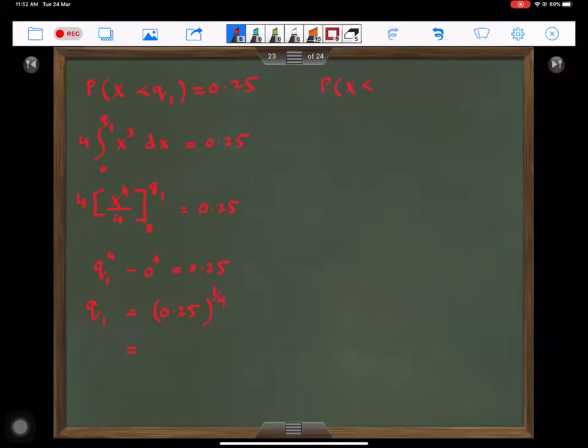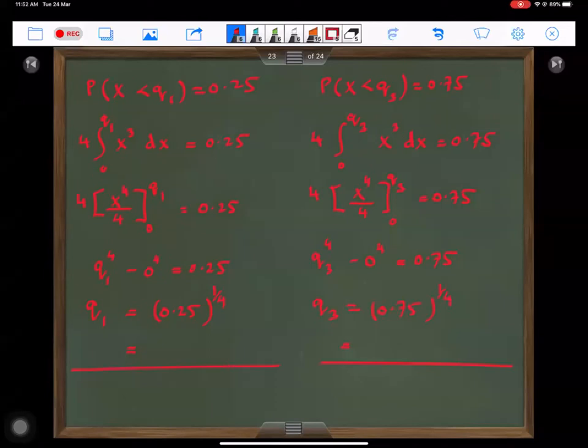Probability x less than q3 is 0.75. Probability x is less than q3, that is the integral of 4 times x cubed dx from 0 till q3, equal to 0.75. 4 as it is, x^4 over 4 between the limits 0 and q3 is equal to 0.75. This is q3 to the power 4 minus 0 to the power 4 is 0.75. Therefore, q3 is 0.75 raised to the power of 1/4.